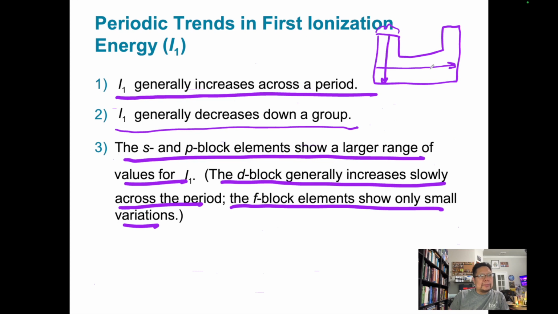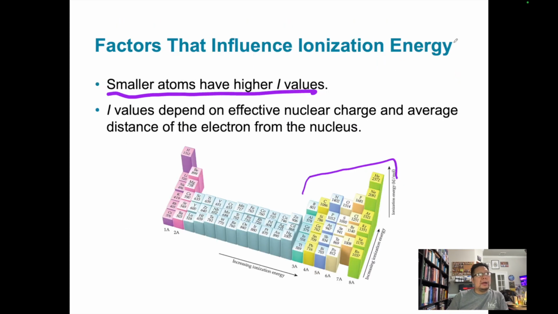But there's definitely a huge difference in the first ionization energy of the alkali metals and the alkaline earth metals, also known as group one and group two, versus all the nonmetals, right? And so smaller atoms have higher ionization energy values, right?